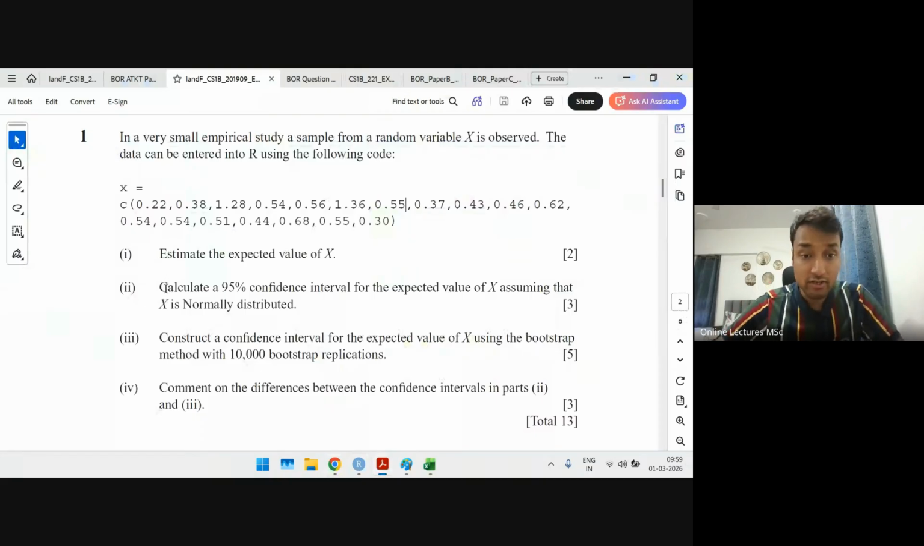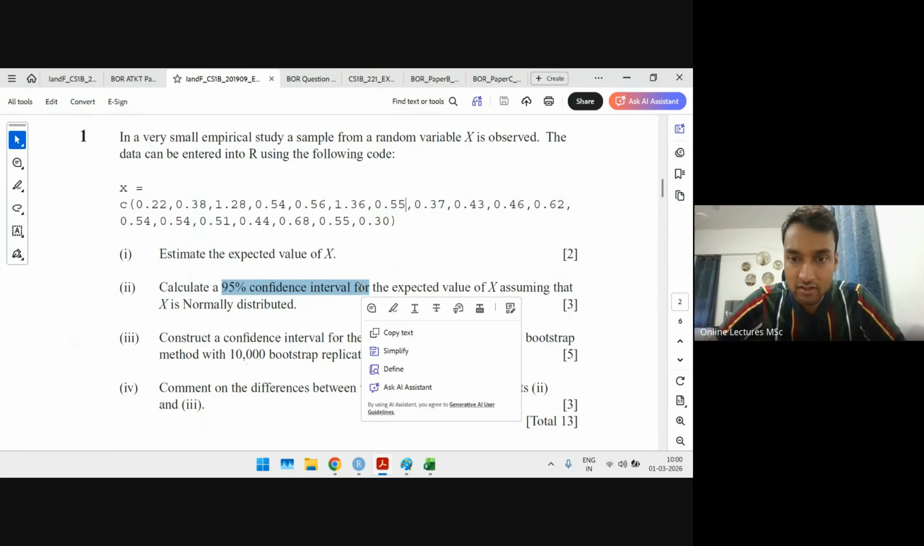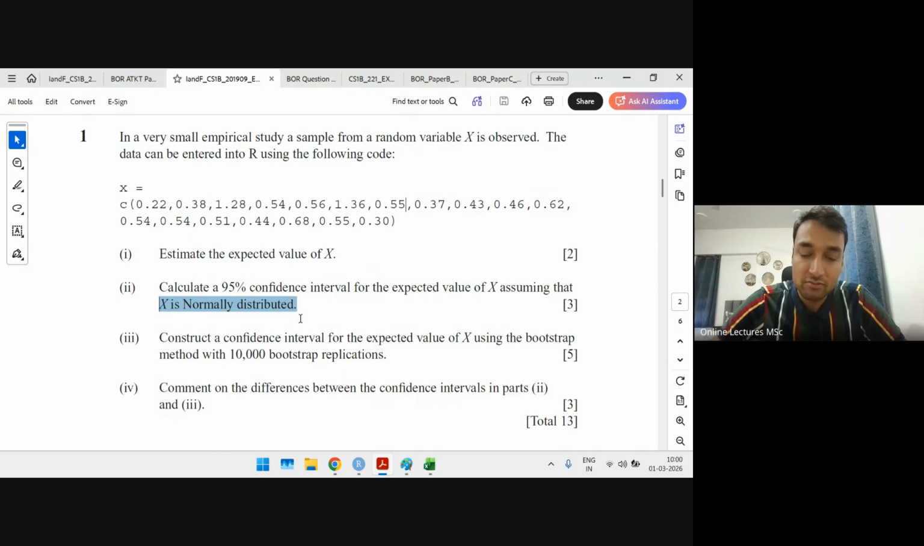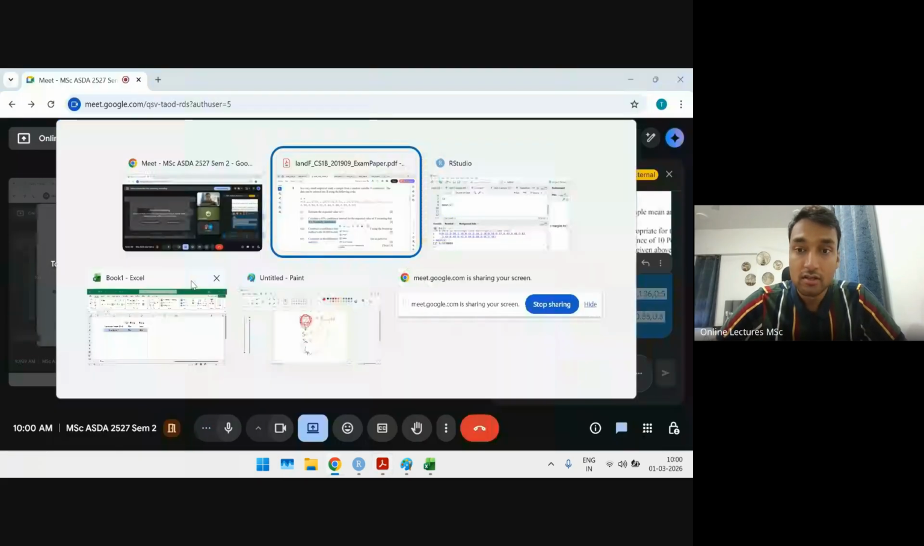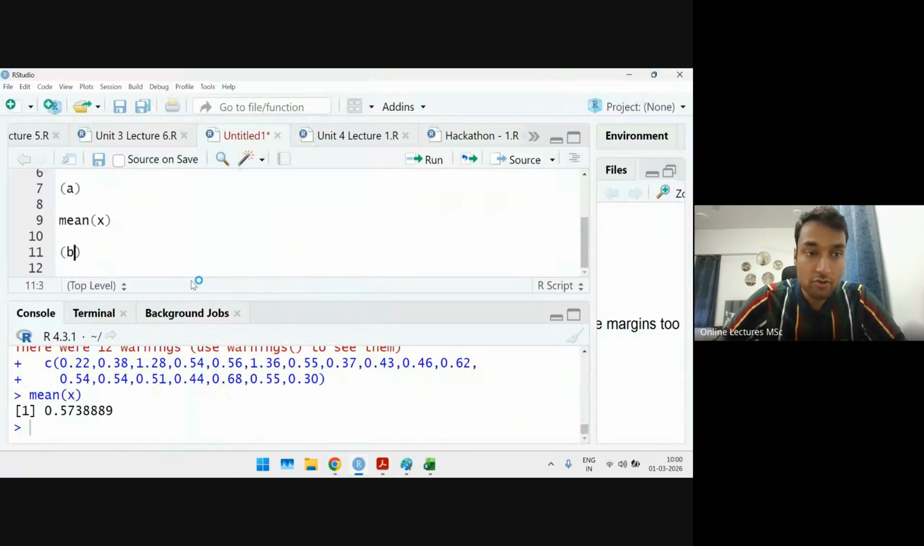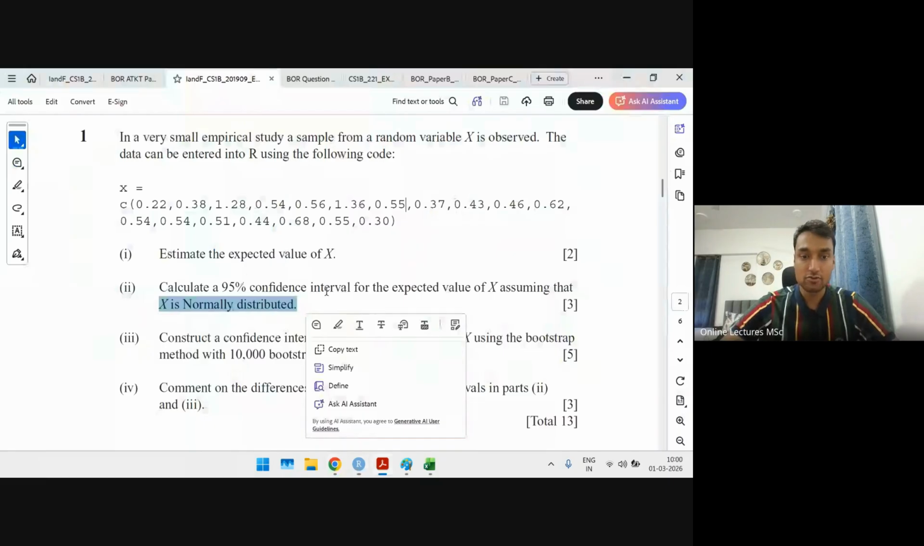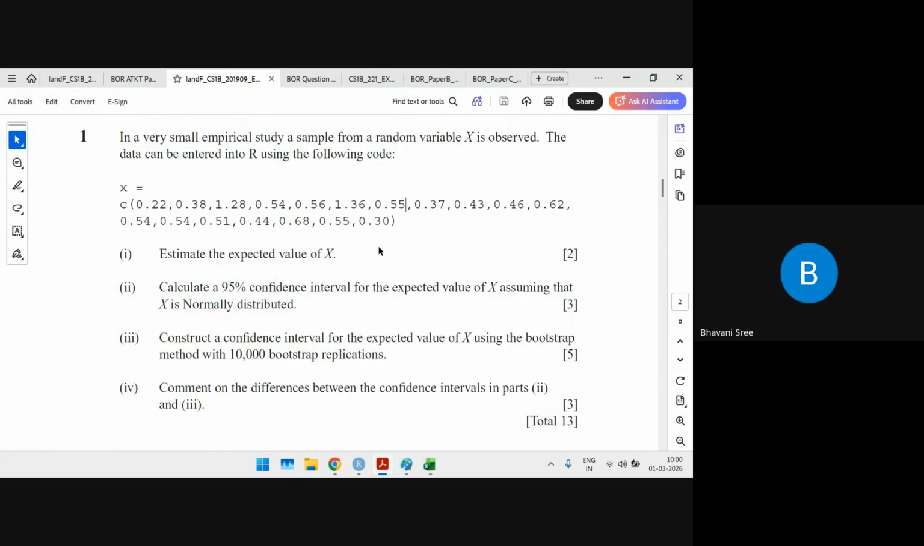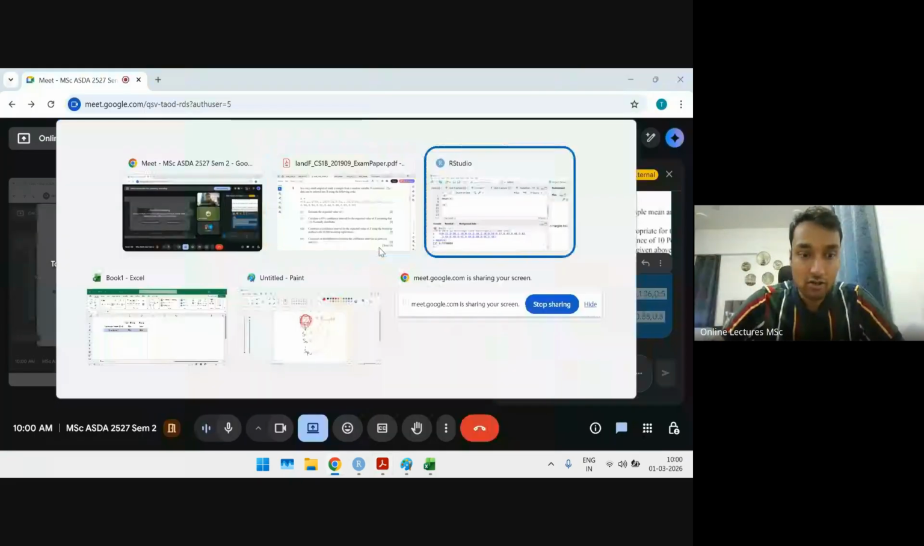Next, it says calculate a 95% confidence interval for the expected value of x, which means x bar or mu that we're talking about, assuming that x is normally distributed. So what should be the program here? Assuming that my x follows a normal distribution, how do I calculate the 95% confidence interval? Have we studied any function to do that? CI. Very good. It's nothing but t.test.